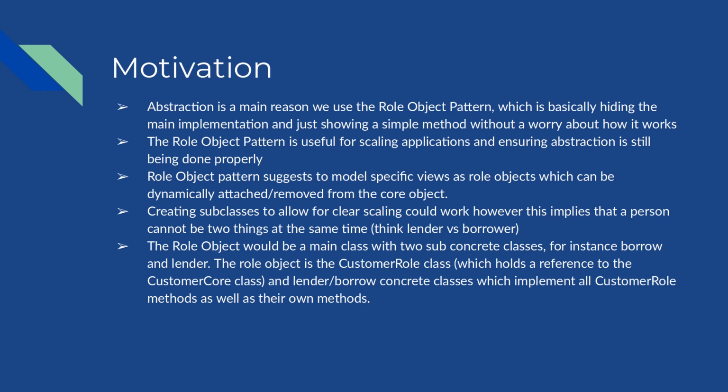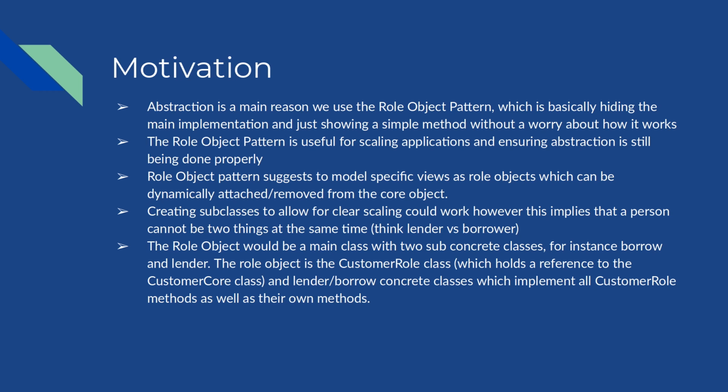And we have creating subclasses to allow for clear scaling, which could work. However, this implies that a person cannot be two things at the same time. Think of a lender versus a borrower. Those are two different objects. A person can't be a lender and a borrower.